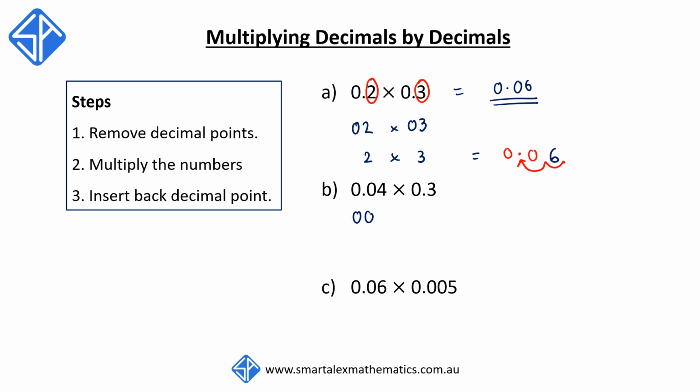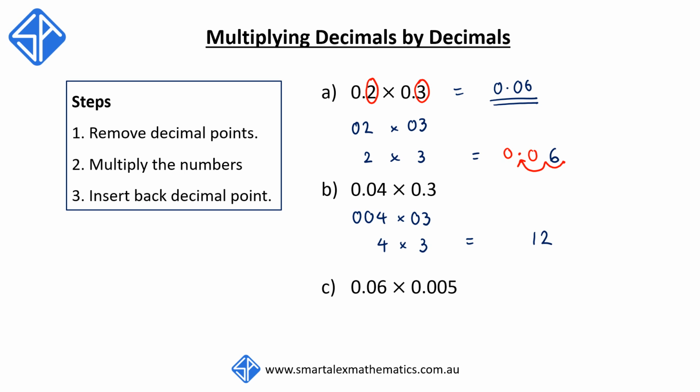Second example, 0.04 times 0.3. First step, ignore the decimal points. We have 004 times 03. The zeros are insignificant. This is the same as 4 times 3. Second step, multiply the numbers. 4 times 3 is equal to 12.